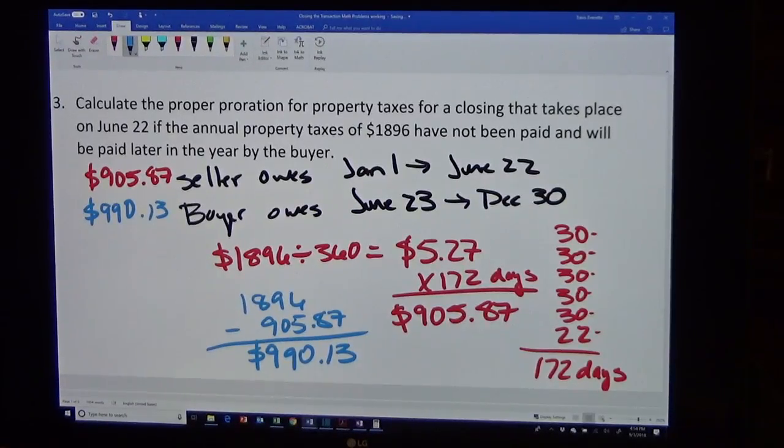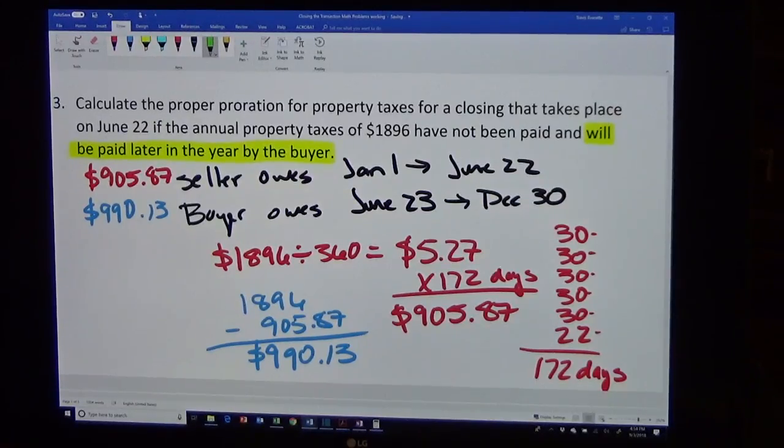So go back to the question: calculate the proper proration for property taxes for a closing that takes place on June 22nd, if the annual property taxes of $18.96 have not been paid and will be paid later in the year by the buyer. We want to do the opposite of whatever they tell us happens not at closing. So whether it's the buyer paying it later in the year or the seller's already paid it, whatever they tell us happened, we want to do the opposite.